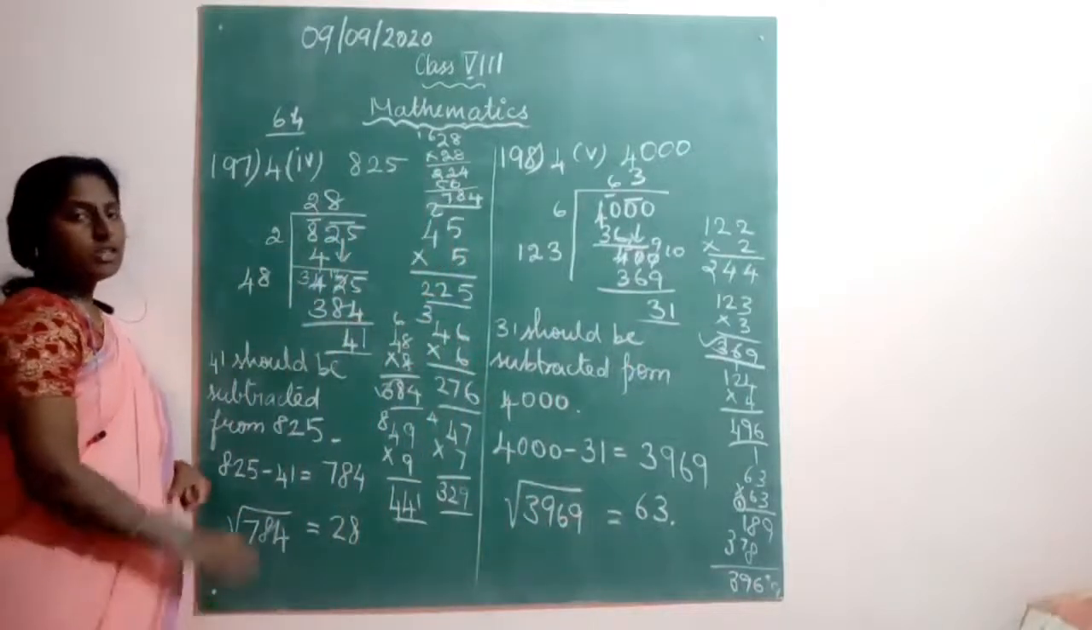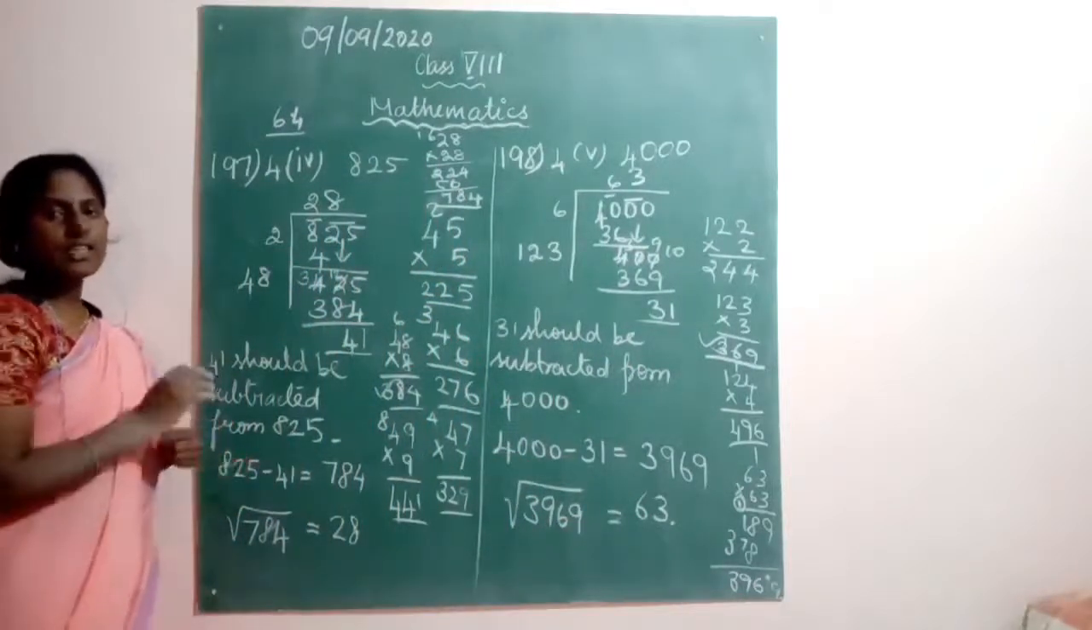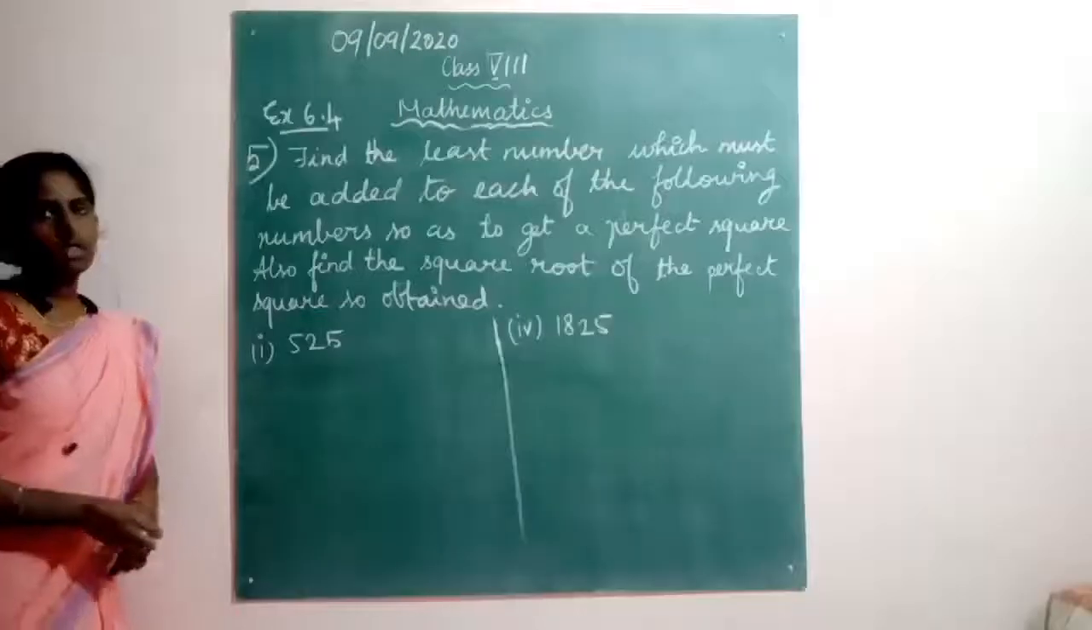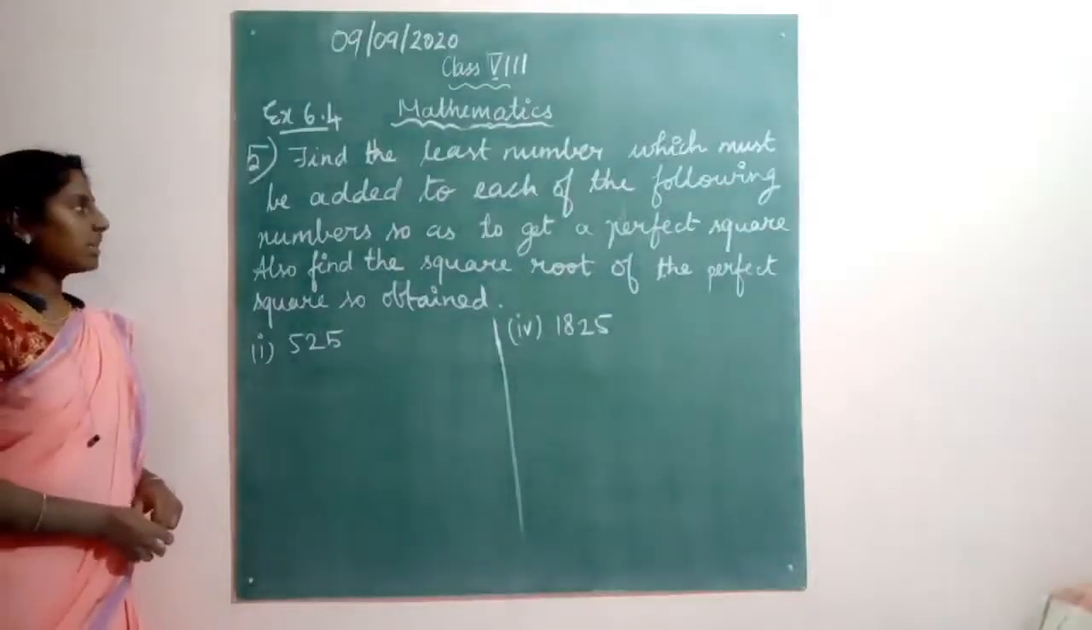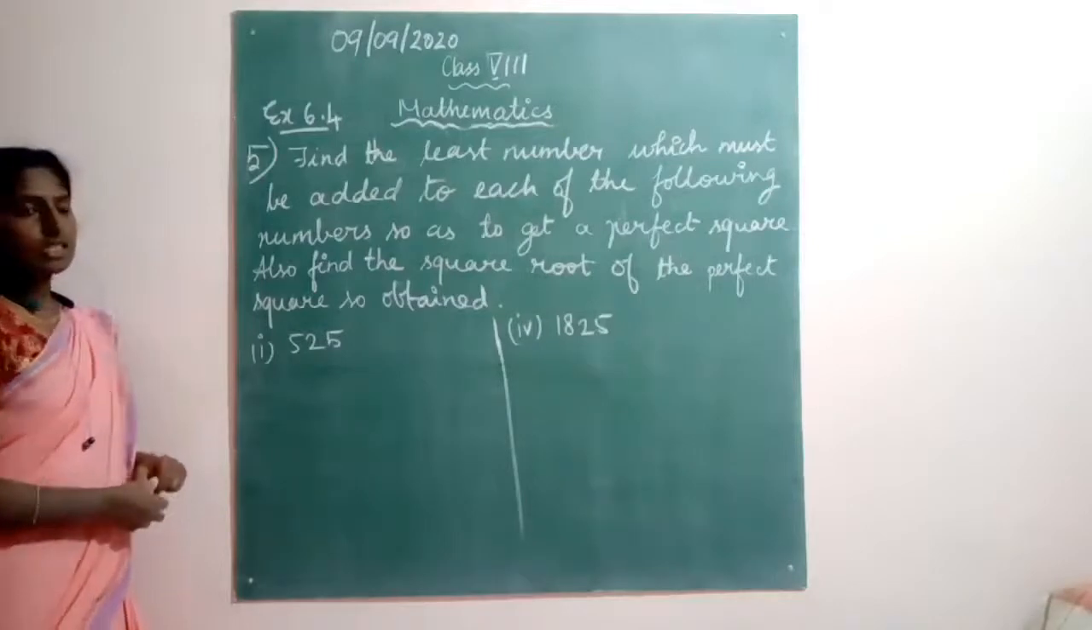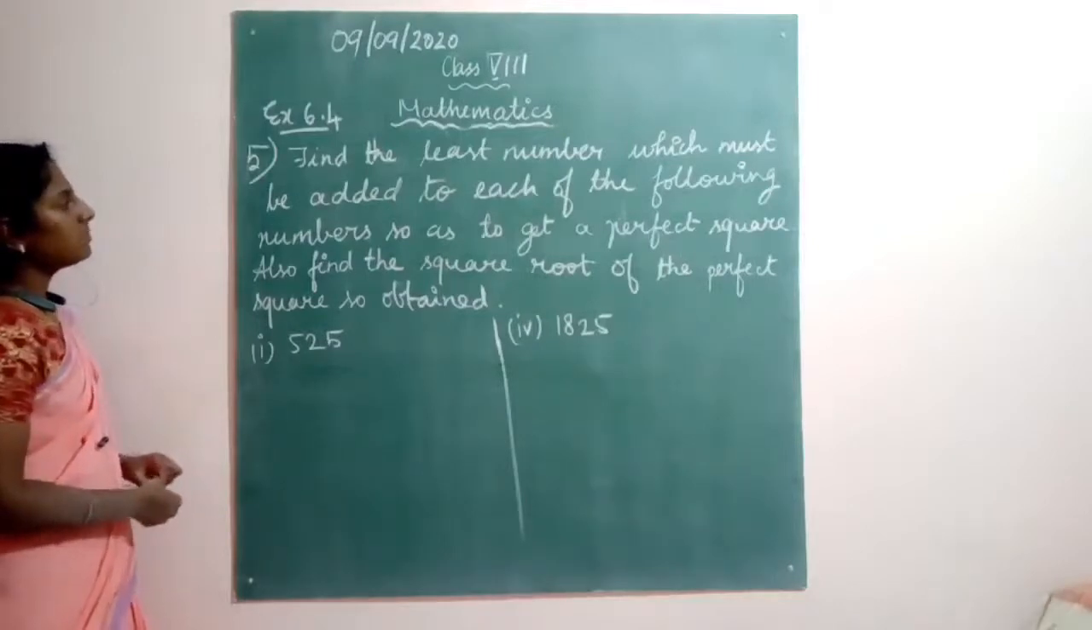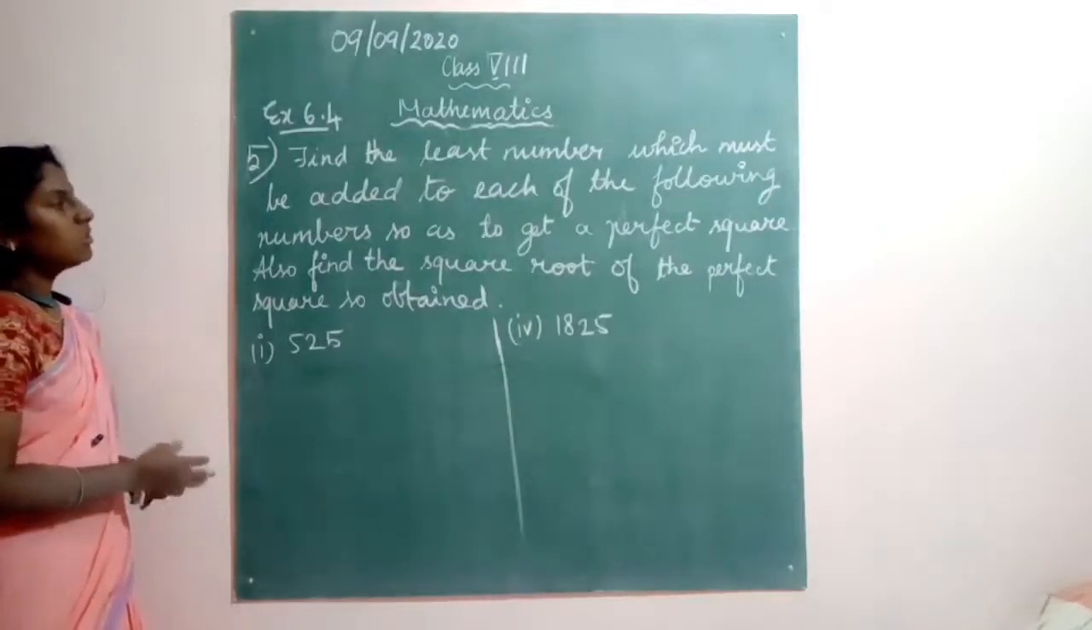Okay. So we have discussed all the homework answers. Kindly check all your answers with it. Now let us enter into today's class. Fifth question from exercise 6.4. Find the least number which must be added to each of the following numbers so as to get a perfect square.